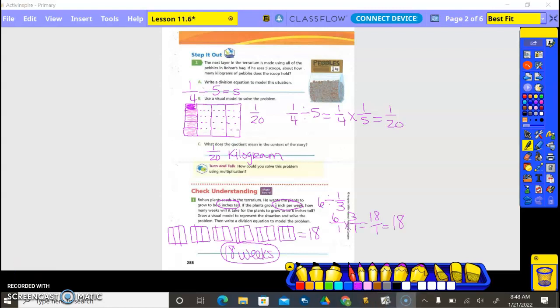So we wrote our equation 6 divided by 1/3, and then we drew our picture to model it. So we have 6 whole rectangles. We broke each rectangle into 1/3 pieces, which got us a total of 18 pieces. Then we went back to our equation and worked it out to check it. So 6/1 times the reciprocal of 1/3, which is 3/1, equals 18/1, which equals 18. So our answer was correct, and we got 18 weeks.